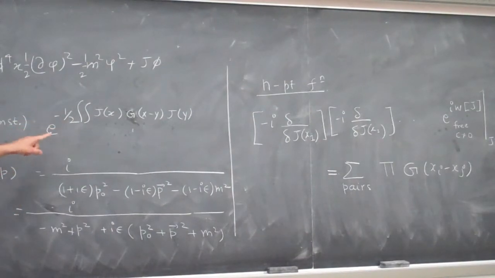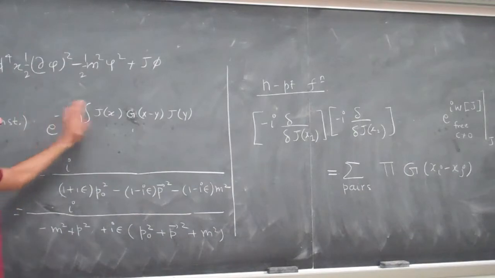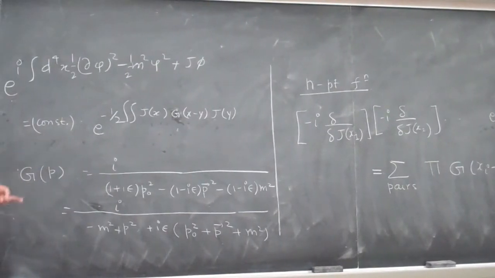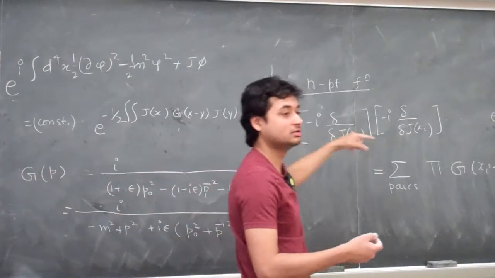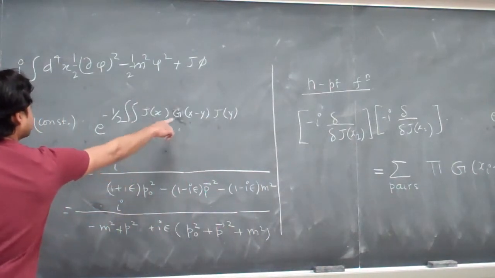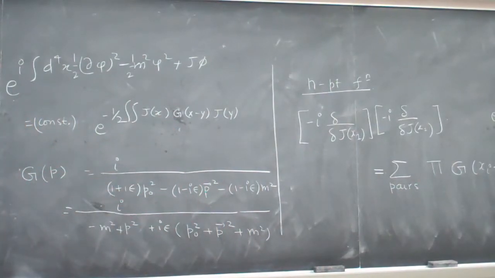Okay? So the only way this will give you a non-zero answer is the first dJ hits the exponential and the second hits the J coming here. Right? And this is true for all J's. The two of them can do that. And every pair can do that. And then every time it does that, it will bring out a G with that corresponding x and y.